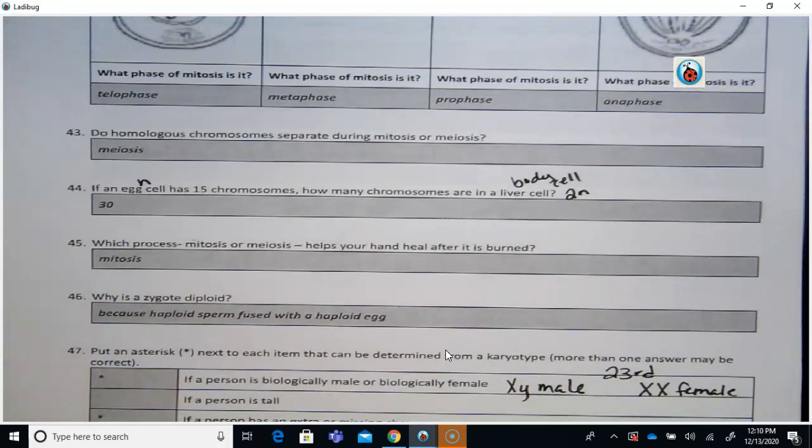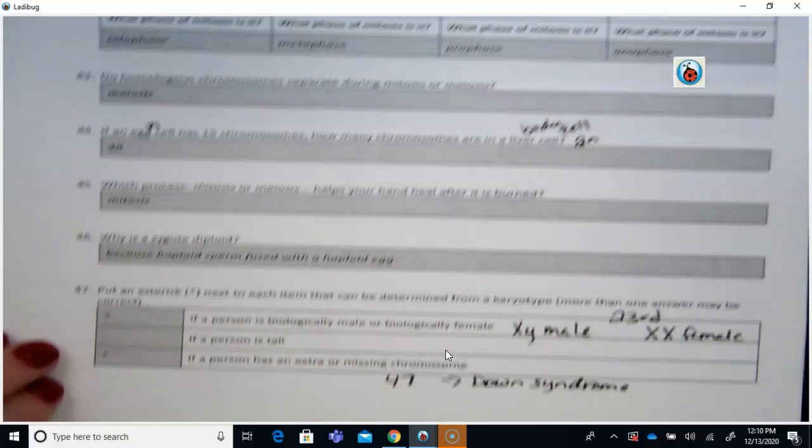Number 45, which process, mitosis or meiosis, helps your hand heal after it is burned? Mitosis. Why is a zygote diploid? Because haploid sperm fuse with a haploid egg. Haploid plus haploid makes diploid.